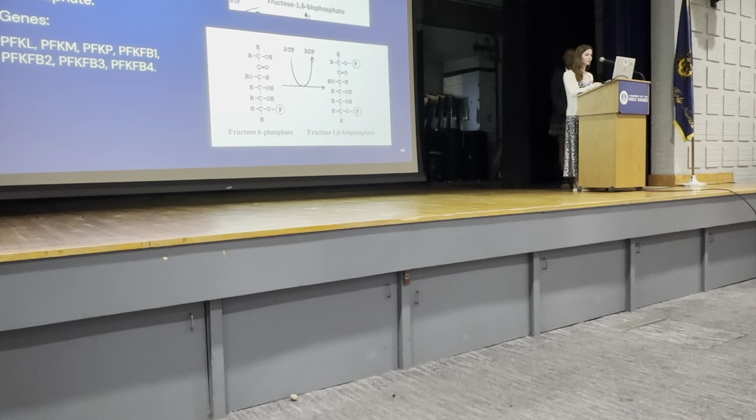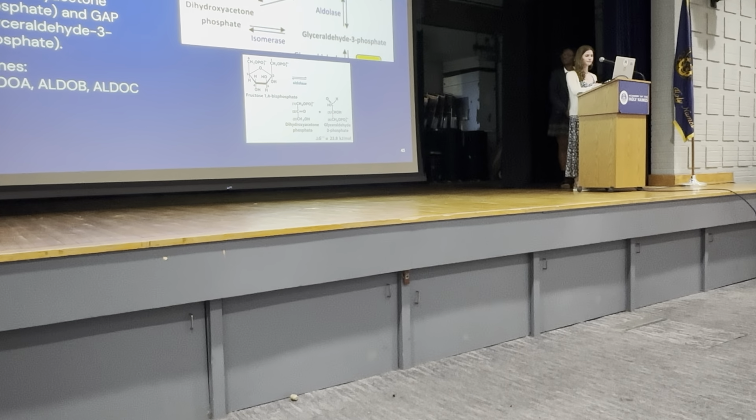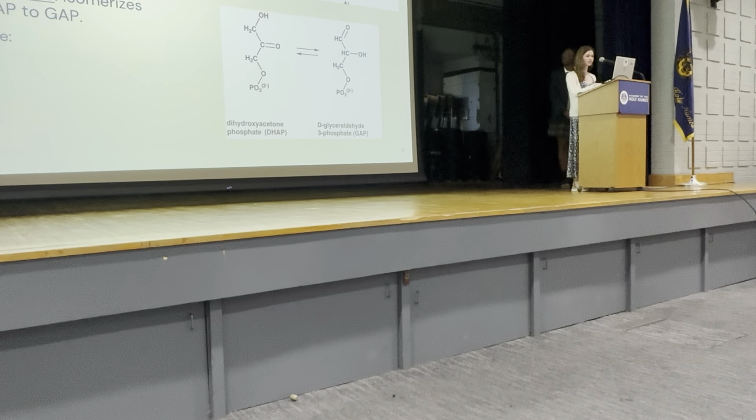Phosphofructokinase adds a phosphate group to fructose 6-phosphate, forming fructose 1,6-bisphosphate. The encoding genes are PFKL, PFKM, and PFKFB1 through 4. Aldolase breaks down fructose 1,6-bisphosphate to dihydroxyacetone phosphate and glyceraldehyde 3-phosphate. The genes that encode aldolase are ALDOA, B, and C. Isomerase isomerizes dihydroxyacetone phosphate to glyceraldehyde 3-phosphate. The gene that encodes isomerase is TPI1.